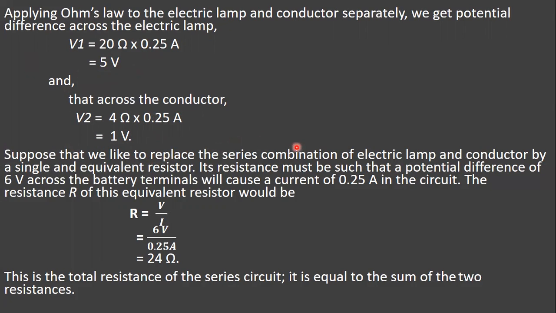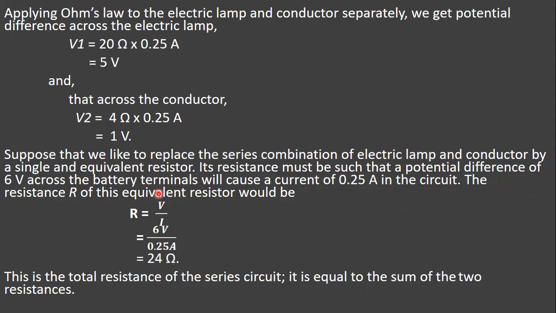Suppose that we like to replace the series combination of the electric lamp and the conductor by a single equivalent resistor. Its resistance must be such that a potential difference of 6 volt across the battery terminals will cause a current of 0.25 ampere in the circuit. See children, suppose that you want to replace the series combination of electric lamp and the conductor by a single equivalent resistor.